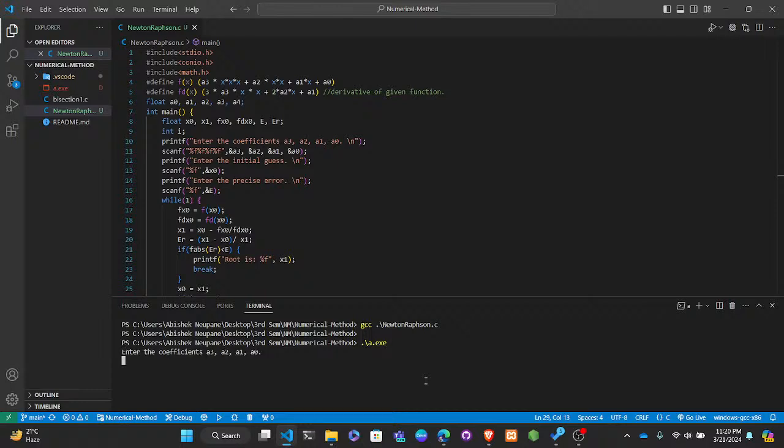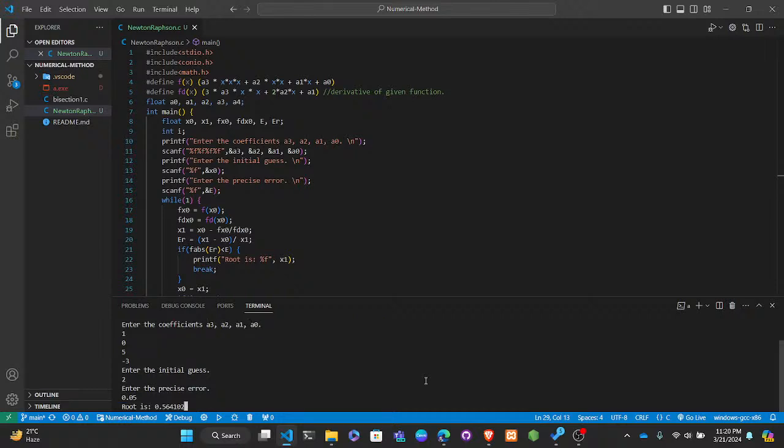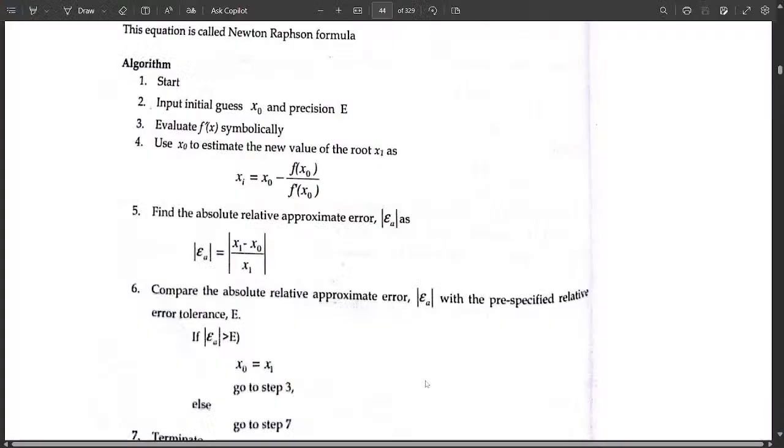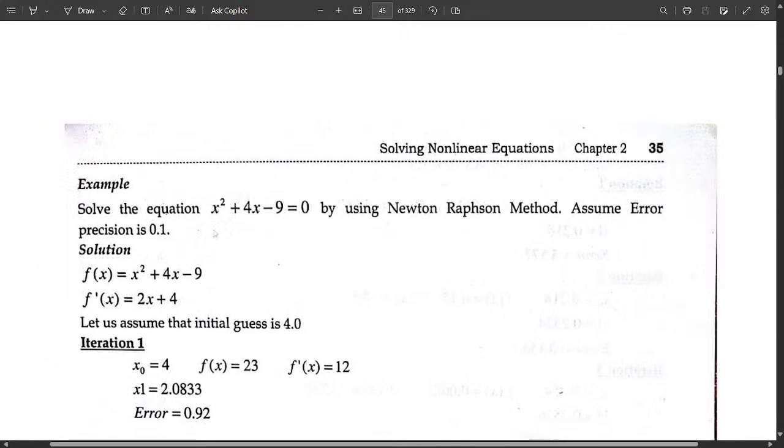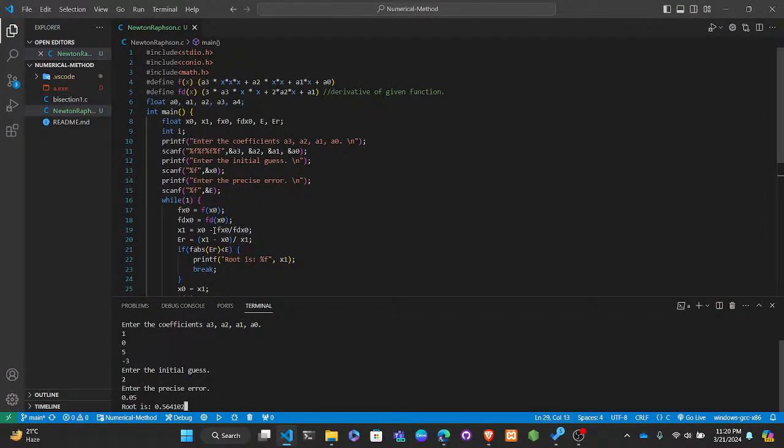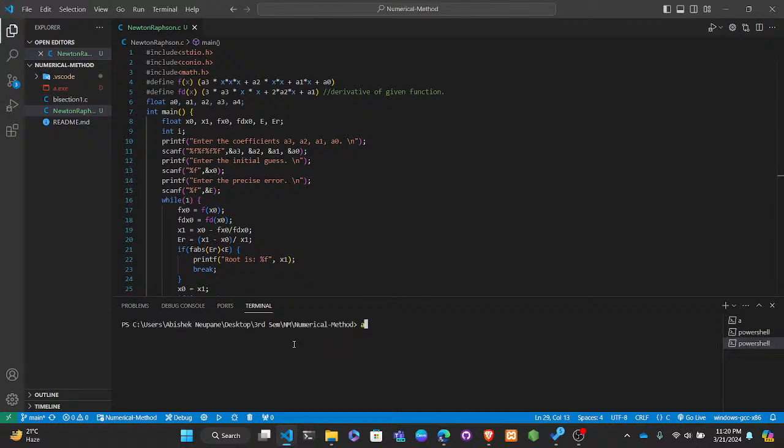Okay, so let's give, I want to give 1, 0, 5, minus 3. I want to give initial guess 2. I want to give error 0.05. Here it is 0.04. It's almost correct. Okay, let's give an example. Let's solve this problem. Okay, I created the function. There is just x naught. So let's clear this and just run our program once again.